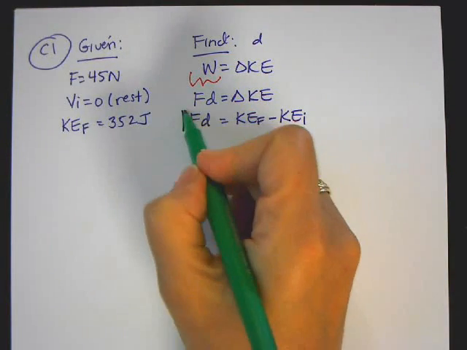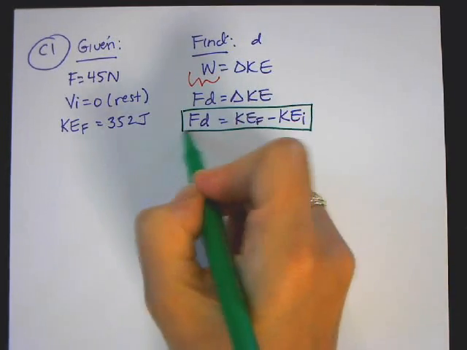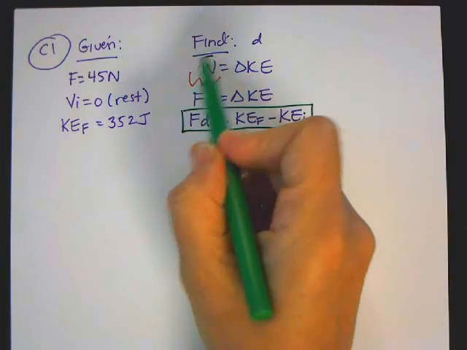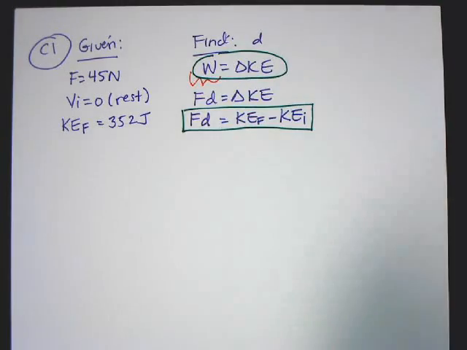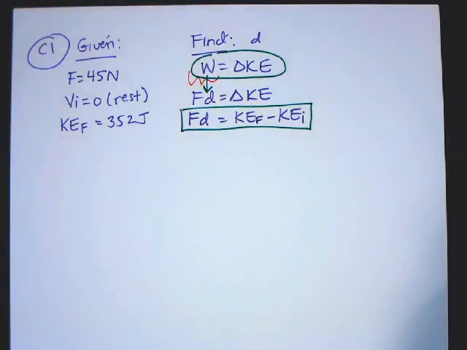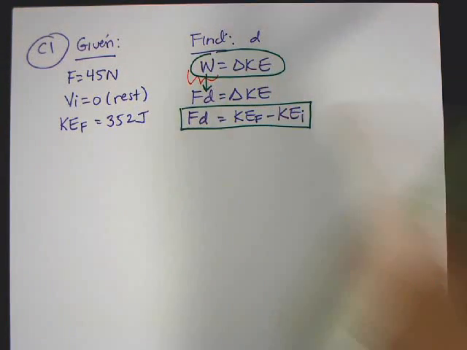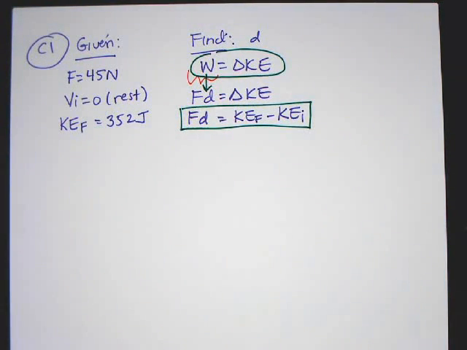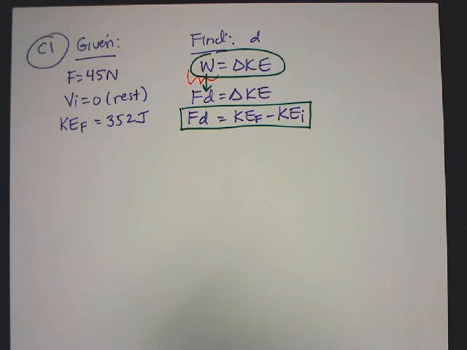Now, would I memorize the equation like this? What I would do is I would probably memorize the equation like this, but I still need to know what I learned yesterday, that work is equal to FD, and delta KE is KEF minus KEI. Now, what if I was given the mass and the velocity? Then I could break it up again, but I'm not given that in this particular problem.